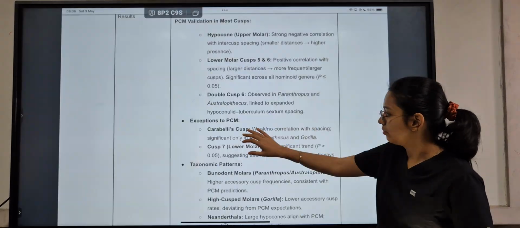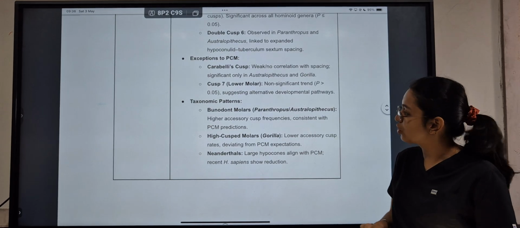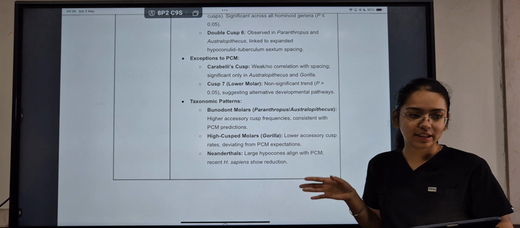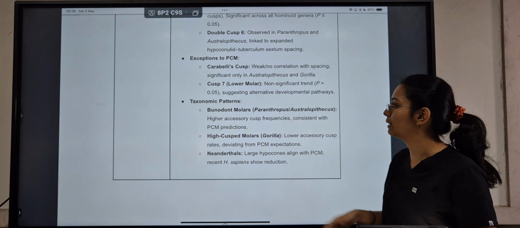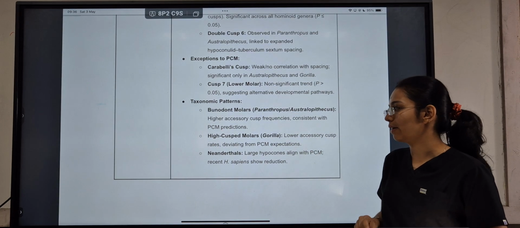And exceptions to PCM is we had the Carabelli cusp, which had very weak or no correlation with spacing, which was only significant in gorilla species and Australopithecus species. So cusp size was also not significant. And taxonomic patterns were studied.